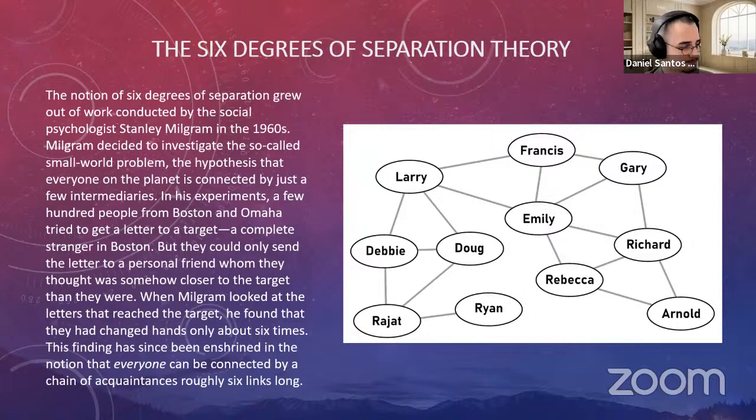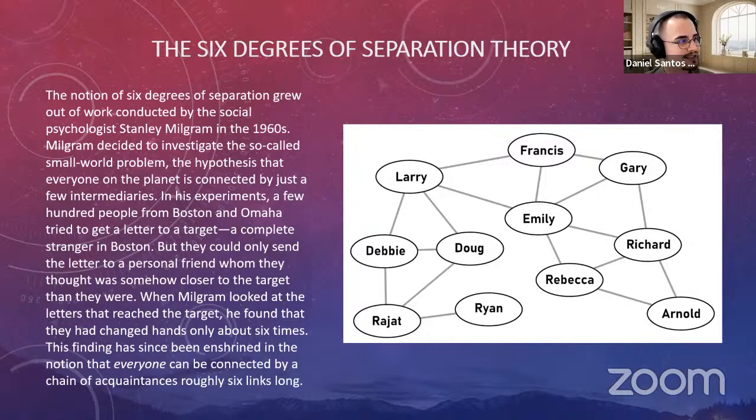Here I put a little text to explain how the 6 degrees of separation theory works, and I will read it to make it make more sense. The notion of 6 degrees of separation grew out of work conducted by the social psychologist Stanley Milgram in the 1960s, and Milgram decided to investigate the so-called small world problem: the hypothesis that everyone on the planet is connected by just a few intermediaries.